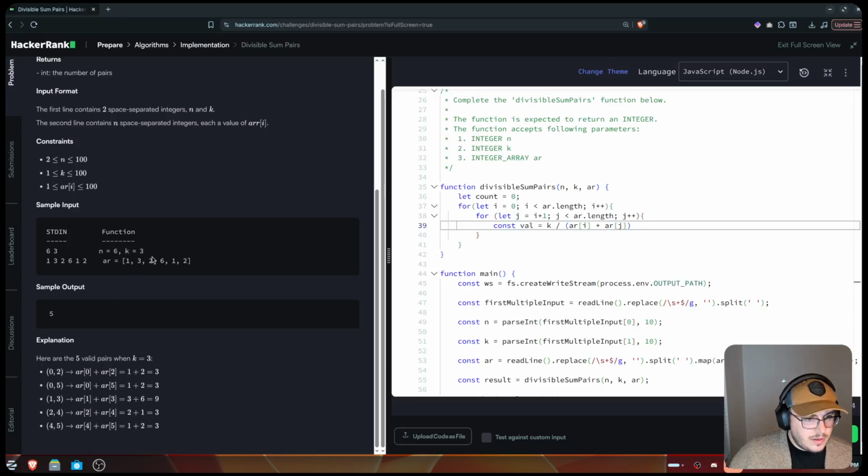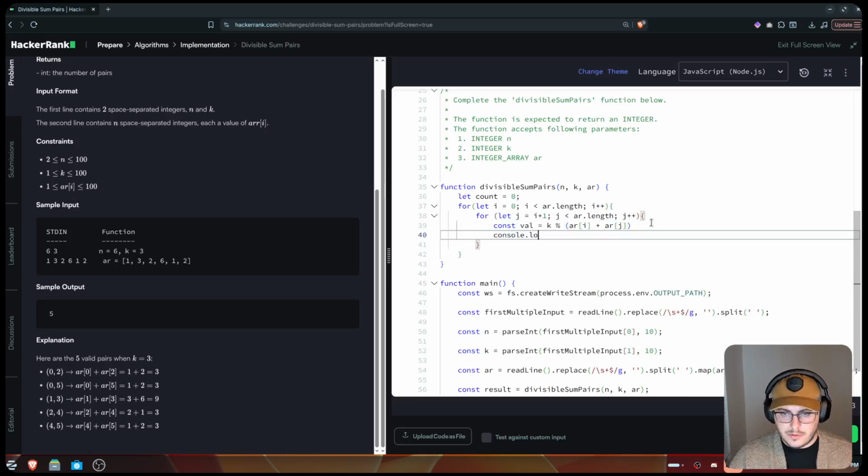And I guess the way that we can figure out if it's a valid division is to use the modulo, not the division thing. So we're gonna say let's just console log val, just so we can see what's happening.